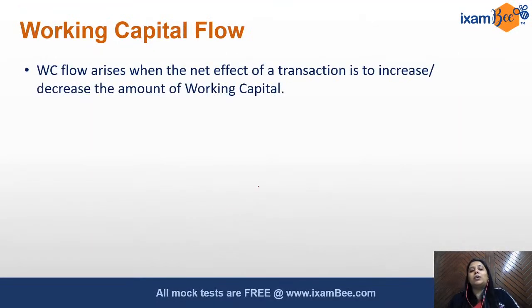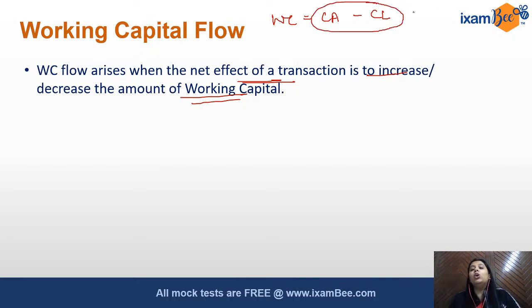Now let's talk about working capital flows. When we talk about flow, it means change, right? So working capital flow arises. The change in the working capital will arise when the net effect of the transaction will change the amount of working capital. We all know that working capital is nothing but current assets minus current liabilities. If there is a particular transaction which is changing the amount of net working capital, we say that there is a flow of working capital and the working capital is getting changed.